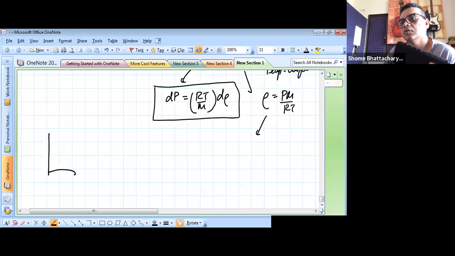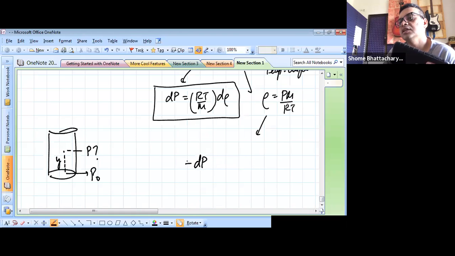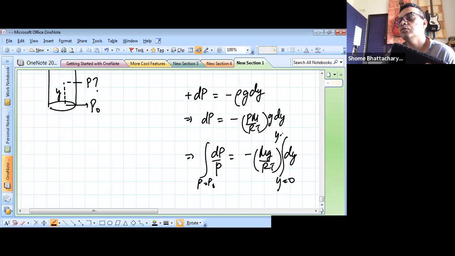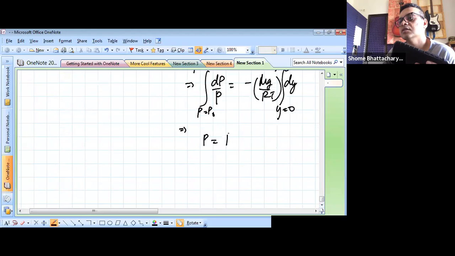So if the pressure at the bottom is P naught, then at a height y above, the pressure P will be such that dP was minus rho g dy. So dP was minus Pm by RT times g dy. Okay. So dP by P is equal to minus mg by RT times dy. So when you integrate this, at y equal to 0, the pressure is P naught. And at y equal to y, the pressure becomes P. The pressure as a function of height, y, will become P naught e raised power minus mgy by RT.